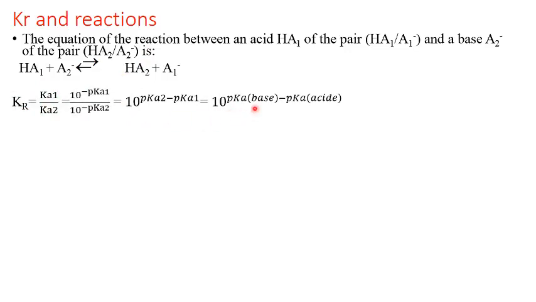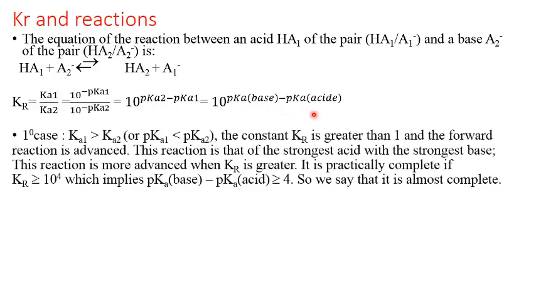It is equal to pKa base minus pKa acid. Here I have three cases. Although there are a lot of words here, what you have to care about is the following. When the constant Kr is greater than 1, the forward reaction is advanced. What does that mean? When the value of Kr is greater than just 1, look at these two reactions. We have here the forward and we have here the backward. In this case, the forward one will be more advanced.